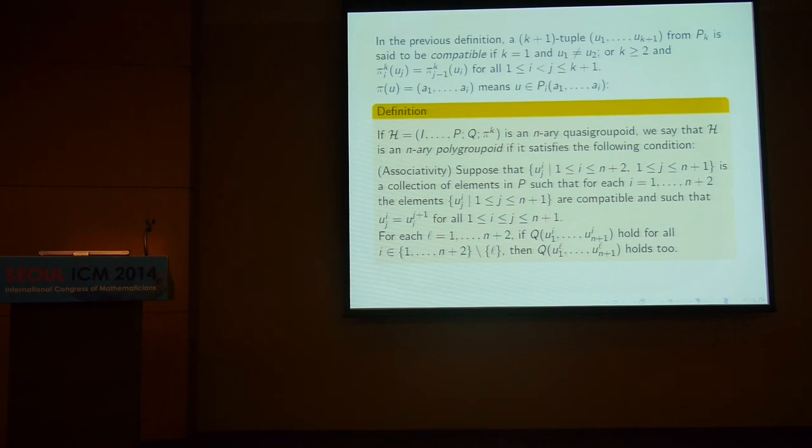So, what is associativity? With the usual case, n is equal to 2k. So this n is equal to 2k, it's a kind of essential fragment of the usual groupoid, this two quasi groupoid. What is associativity? What is the Q relation there? That is the Q relation, the ternary relation in the usual groupoid.